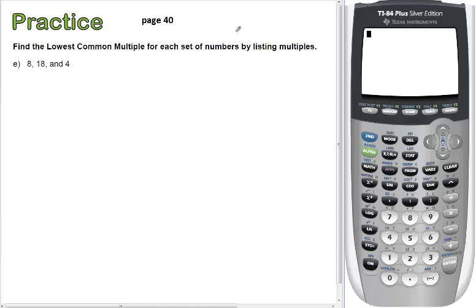Good day, students. Today we're going to look at a solution to a lowest common multiple question from page 40 of your practice. This is chapter 2 in booklet 1 of MA1025. So let's get right to it.